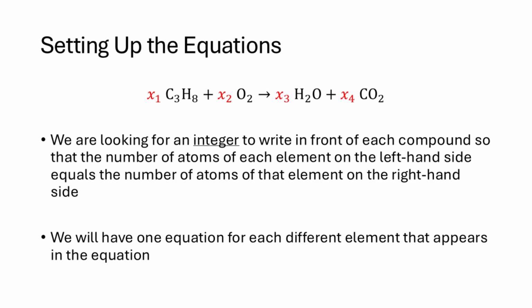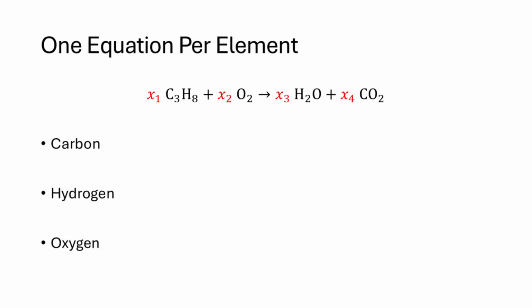So here we have variables x1 through x4, and we're looking for integer values of those variables so that the number of atoms of each element on the left-hand side equals the number of atoms of that element on the right-hand side. We're going to have one equation for each different element that appears in the equation. So in this equation, we have three elements: carbon, C, hydrogen, H, and oxygen, O. So we have one equation for each element.